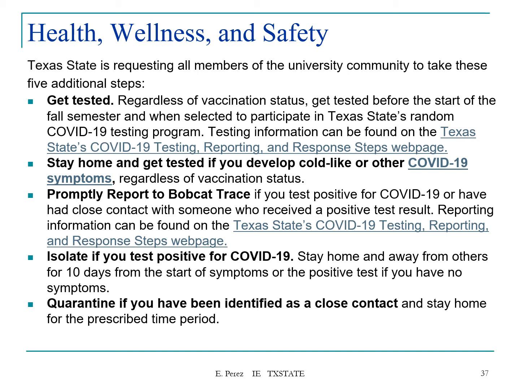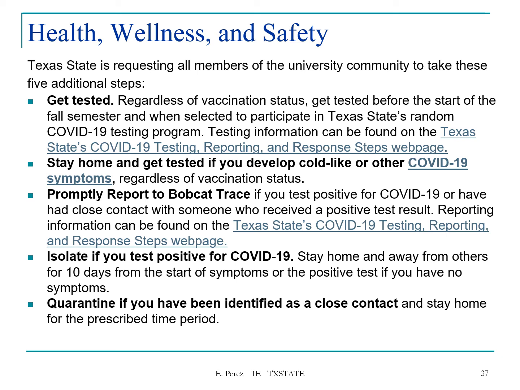So we are going through a pandemic right now. We are encouraging students to follow these 5 steps to continue our face-to-face experience. So we are encouraging students to get tested, also to stay home and get tested if you develop some cold-like or other COVID-19 symptoms. We are also asking them to report to Vocab Trace if you test positive for COVID-19 or have had any close contact with someone who received a positive test result.